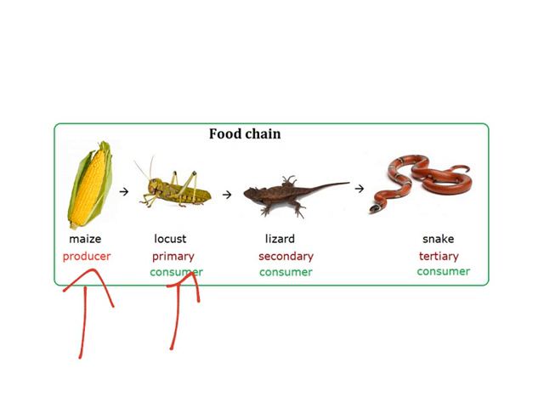The second level consumer, or the secondary consumer, is the consumer that actually eats the primary consumer. This is the lizard. And then in this food chain, the snake is the tertiary or third level consumer. He's the guy that eats the guy that eats the guy that eats the producer. Now, of course, this can go on because there are going to be some organisms that eat snakes, or tertiary consumers. So this is very simplistic, but can go on for several more levels.